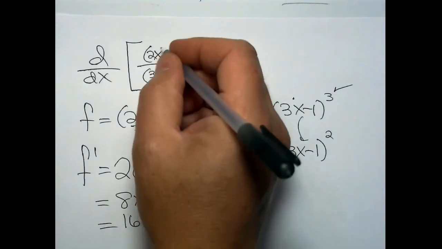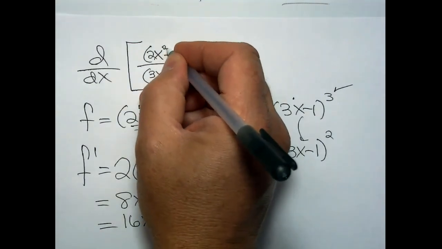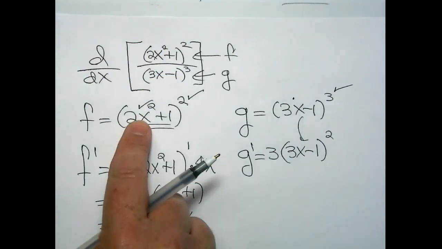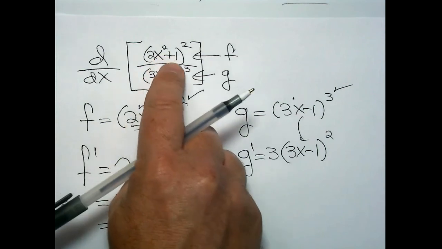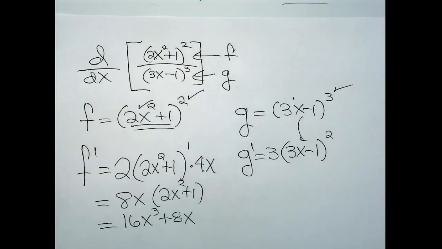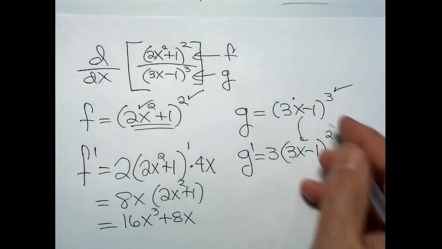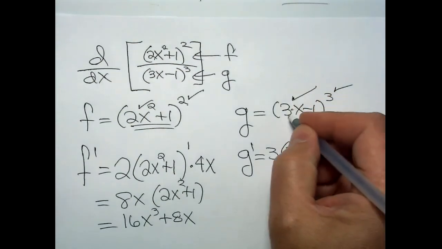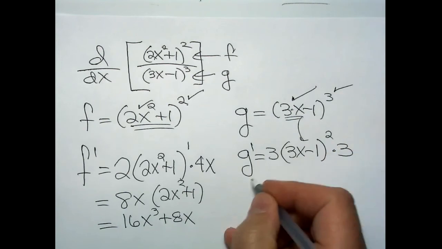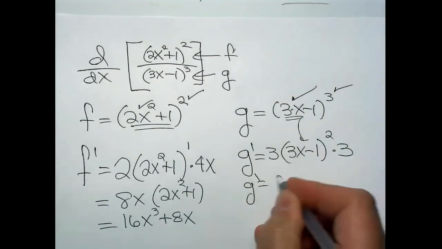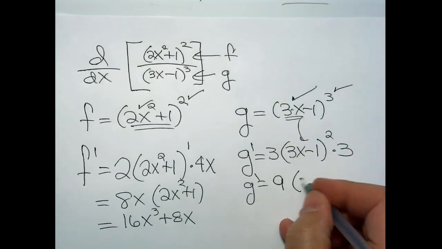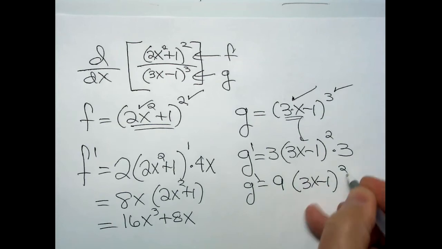Oh, let me change this. I made a mistake, so I'll do it up here. Make this 2x squared. Sorry about that. So 2x squared plus 1 is now our f. But 3x minus 1 cubed, right? So the 3 came down, I deducted 1. I checked off this. The derivative of 3x is simply 3. So g prime is now 9 times 3x minus 1 squared.